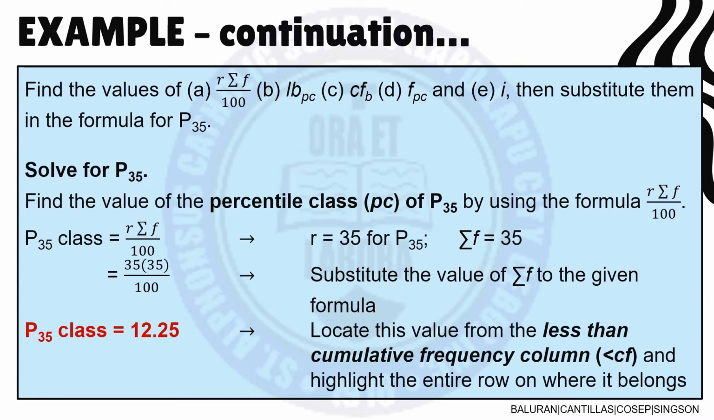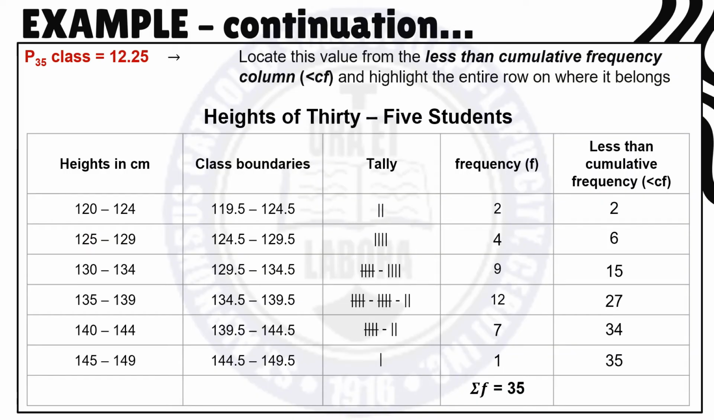Locate this value from our less than cumulative frequency column and we will highlight the entire row on where it belongs. So we have here our P sub 35, which is equal to 12.25. So we will now locate 12.25 from our less than cumulative frequency column.